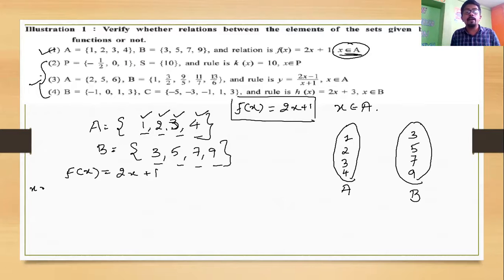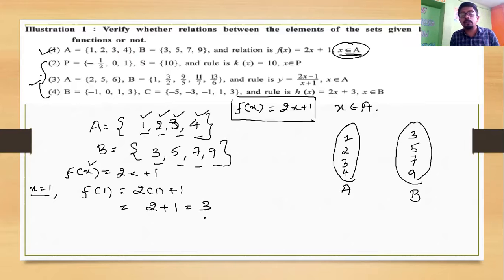Let us take x equal to 1. If I take x equal to 1, I put 1 in the place of x, so wherever there is x, we'll put 1. Then it will be 2 into 1 plus 1. What is 2 into 1? That will be 2, plus 1, that is 3. So 3 belongs to set B.